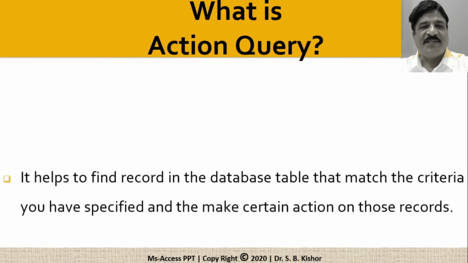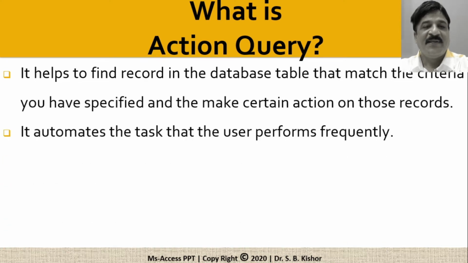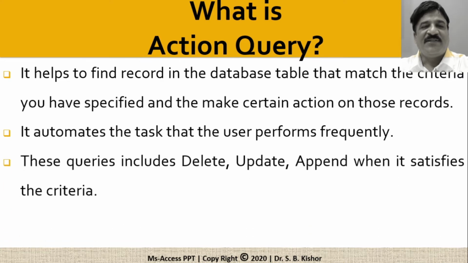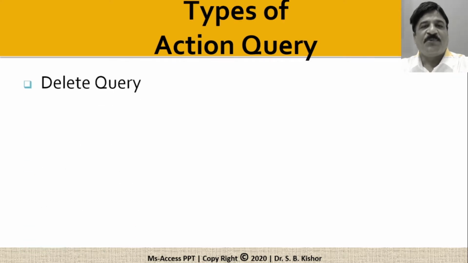Then what is action query? It helps you to find the records in the database table that match certain criteria that you have specified, and perform certain actions on those records once identified. It means it automates the tasks that users perform frequently. These queries include delete query, update query, or append query. Most important, an action query cannot be undone. That means once the operation has been performed, one is not able to roll back the operation. So be careful.